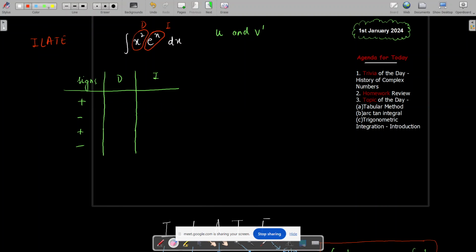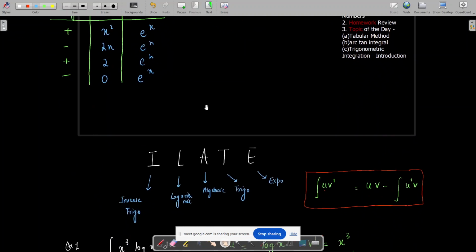Okay, so now we will write this. Here I'm writing x squared, and in the integral column I'll write e to the power x. Now we will keep on differentiating this function until we get a 0. So the derivative of x squared is 2x, the derivative of 2x is 2, and the derivative of 2 is 0. And we stop here. Then the integral of e to the power x is e to the power x, e to the power x. Oh my god, I love e to the power x. It does not matter whether you differentiate it or integrate it, you're always going to get e to the power x.